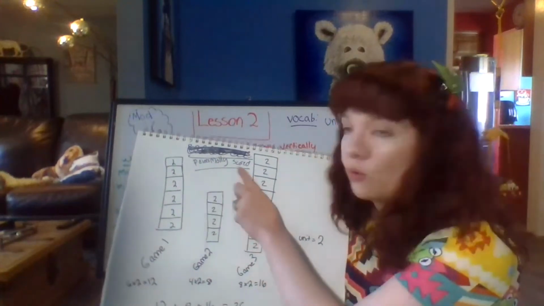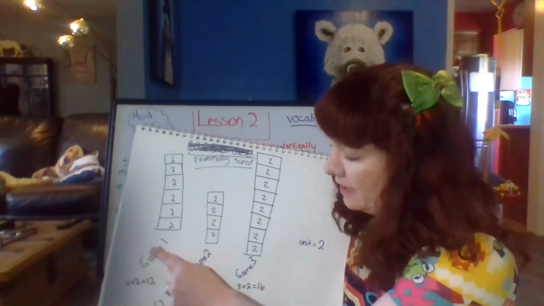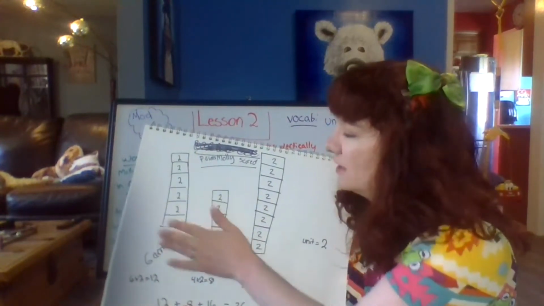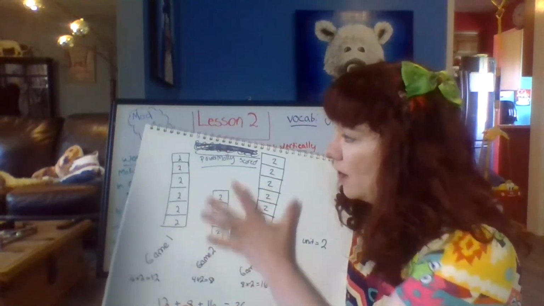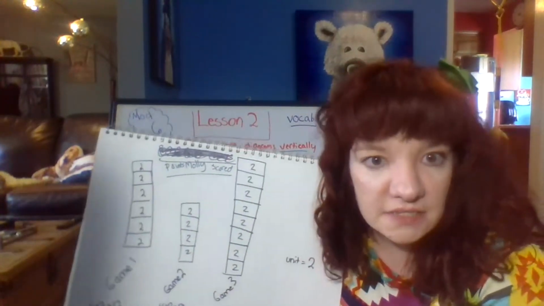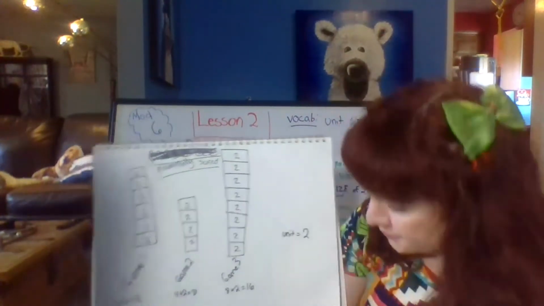So I put at the top the points that Molly scored. Game 1, Game 2, Game 3. And I just have them here so that you can kind of see in an easier way which one has more, which one has less. It's a little bit easier to look at.